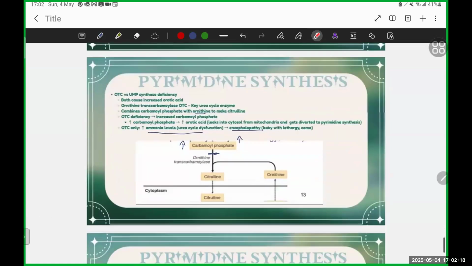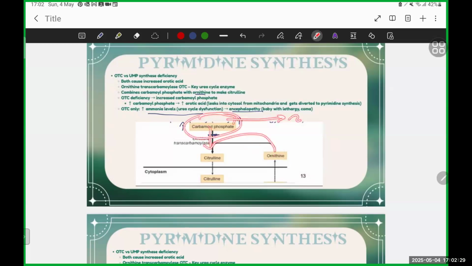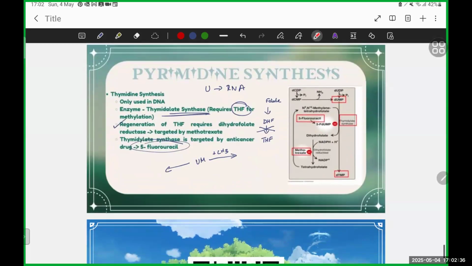And then, yeah, this is the urea cycle one. Both of them have orotic aciduria. They have different symptoms. Main difference is anemia. Here you have this combining here. More carbamyl phosphate, more orotic acid. And then, okay, that's basically it.